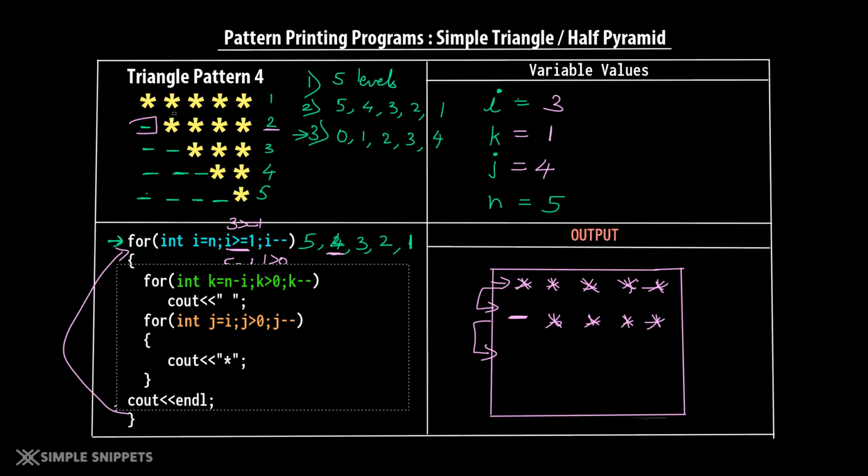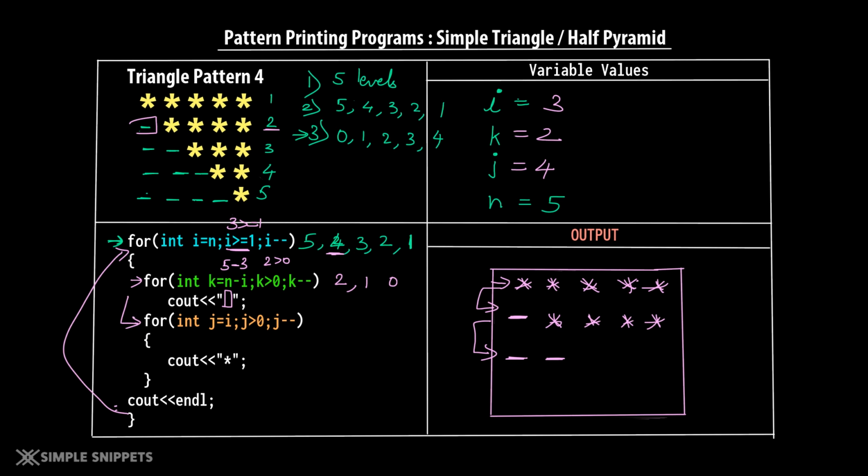We will again go inside the outer for loop. Now k will be n minus i. n is of course going to be 5 only. 5 minus i, which has become 3 this time. So 5 minus 3 is going to be 2. So is 2 greater than 0? Yes. And k minus minus. So 2 and 1, which means that this for loop is going to run for 2 times and 2 spaces will be printed. So let's print 2 spaces on the output. Then when k becomes 0, of course we will exit this for loop.